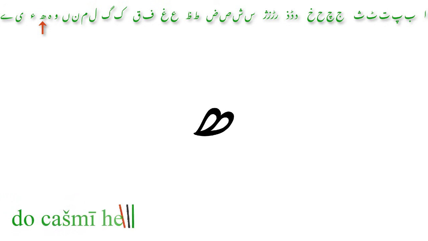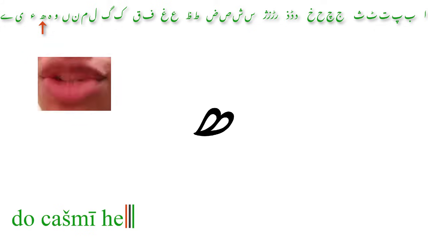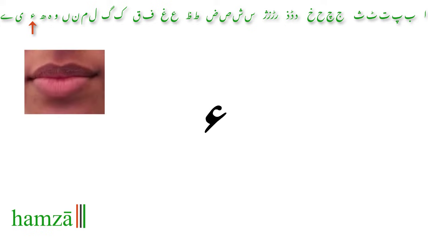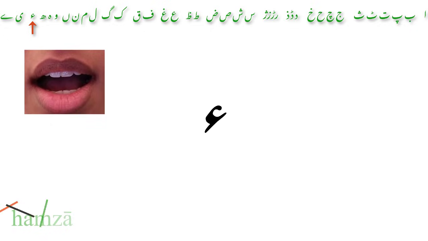All right, moving right along. So this is called do chashmi hai. Do chashmi hai. Then we have Hamza. And Hamza is actually a popular name among South Asians too. So it's Hamza. Then we've got choti ye.